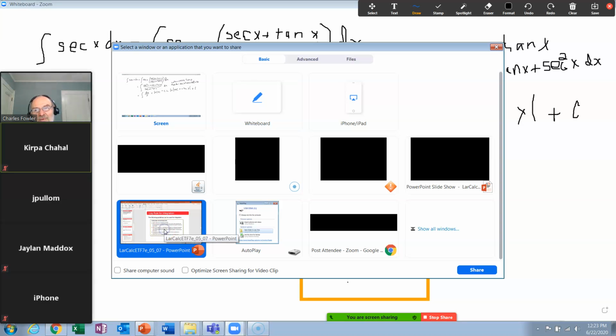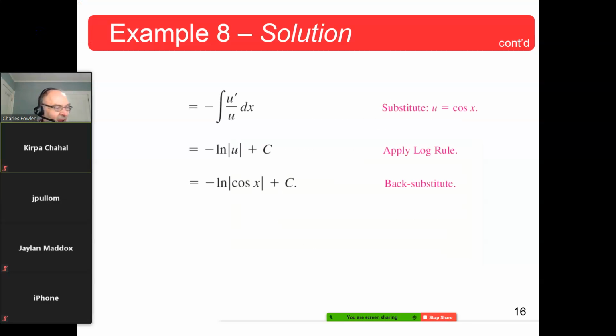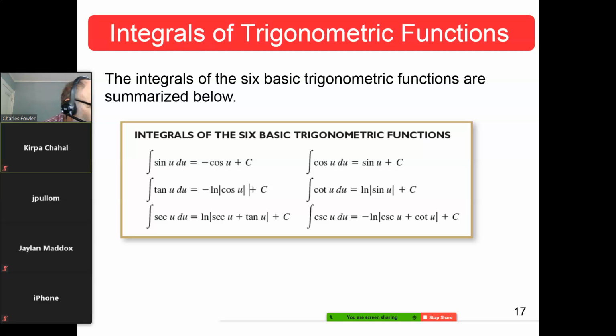So let's go back to the current slide. Okay, we did example 8. We finished example 8. Here is the top of page 361. Okay, the integrals of the 6 basic trigonometric functions are summarized below. Because the derivative of cosine u is minus sine u, therefore the integral of sine u has to be minus cosine u plus c. Because the derivative of sine u is cosine u, the antiderivative of cosine u du is sine u plus c.